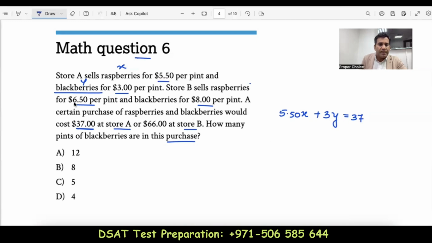Similarly, store B sells raspberries for 6.5 per pint. It's basically 6.5x plus 8y is equal to $66, because the total amount that store B charges is equal to $66. It says 6.5 times X number of raspberries plus 8 times Y number of blackberries together gives us $66. Once you're done with this, take help of Desmos and solve it.